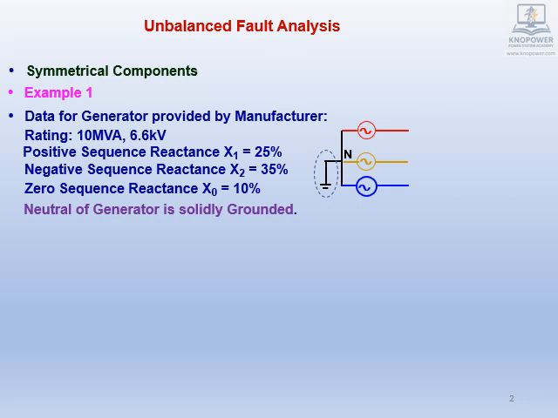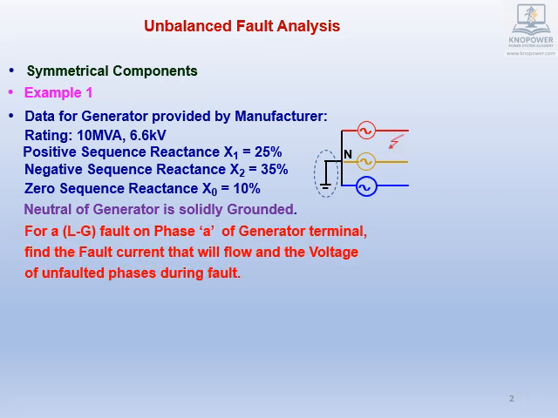How are these values obtained? You will learn more about them in generator module. Generator neutral is solidly grounded. Problem. For a L to G fault on phase A of generator terminal, find the fault current IF that will flow and the voltage of unfaulted phases VB and VC during fault. Phase A is shown red, B and C phases are shown in yellow and blue.